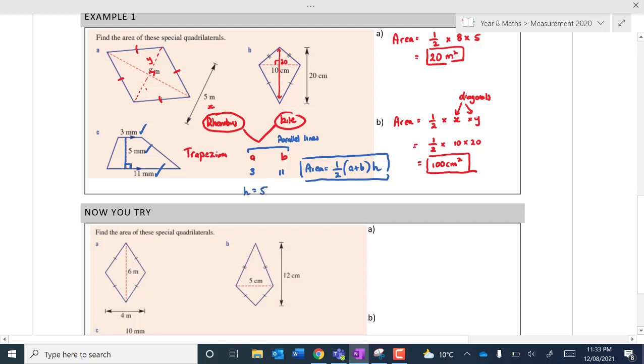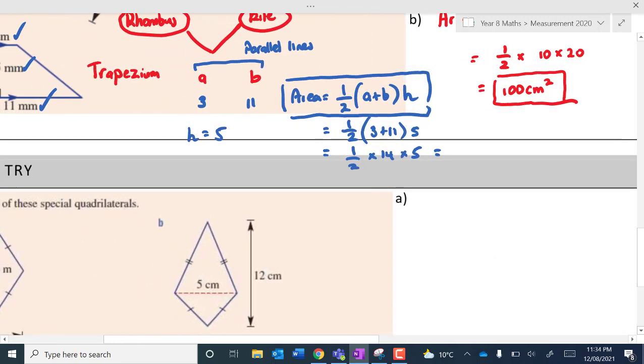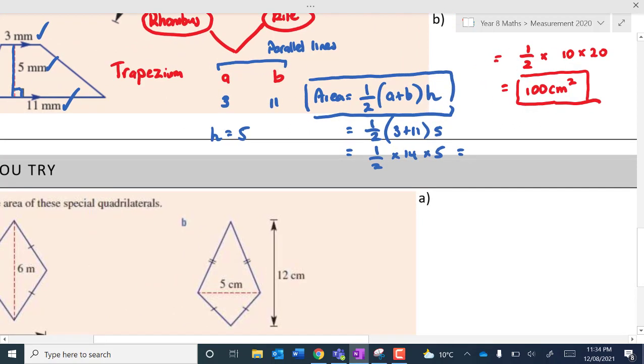Let's throw it all into this formula. Area equals a half. Let's do in brackets A plus B, 3 plus 11, and then that's going to be times 5. Of course we work our way from left to right and we deal with brackets first. That's BODMAS, isn't it? 3 plus 11 is 14, so I can do a half times 14 times 5. I reckon we can do this in our head because 12 fives are 60, 13 fives, 65, 14 fives, 70. A half of 70 is 35.